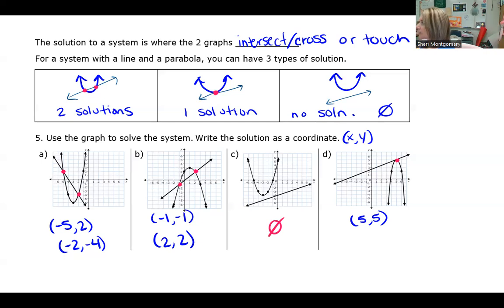Did anybody get something different and you're brave enough to tell me what you did? Anybody mess up on one of them? What'd you do? Oh, so you can't see them. Anybody else mess up on one of them? Anybody confused on one of them? Do you agree with my answers? Okay. Do we think this is easy? Good.